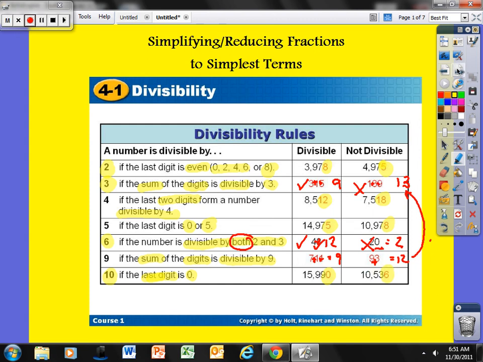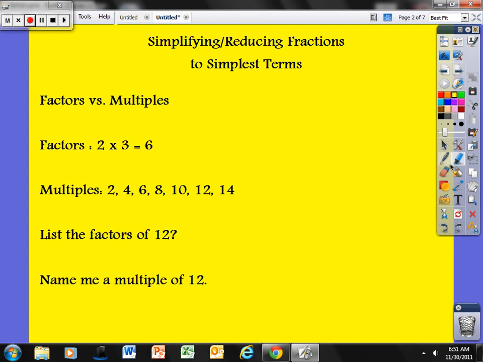Okay, let's go through some examples here. Okay, now, key thing here is we are struggling with the difference between factors and multiples. Now, factors are these two numbers.